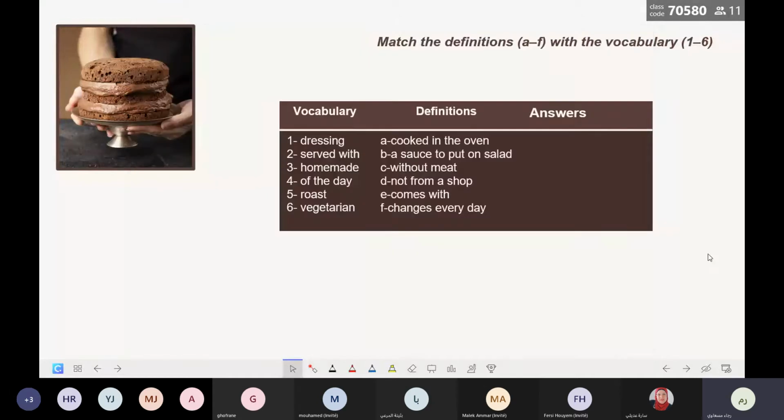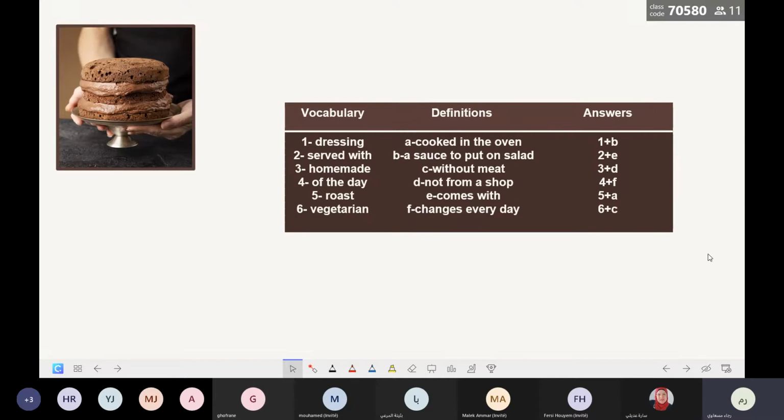So let's check again. Number 1, dressing, plus B, a sauce to put on a salad. Number 2, served with, plus E, comes with. Number 3, homemade, plus D, not from a shop. Number 4, of the day, plus F, changes every day. Number 5, roast, plus A, cooked in the oven. Number 6, vegetarian, it means without meat, plus C. Well done to all of you. These are the answers.